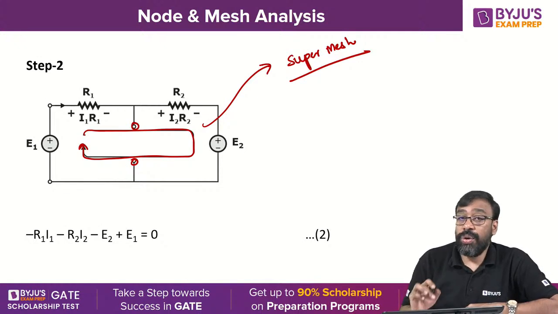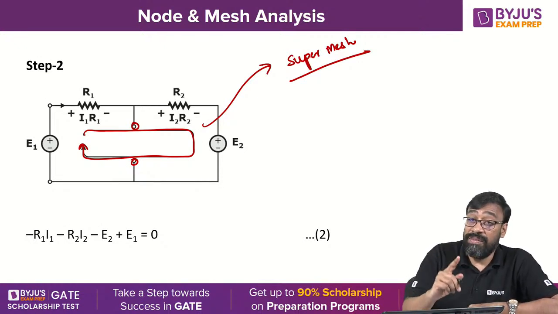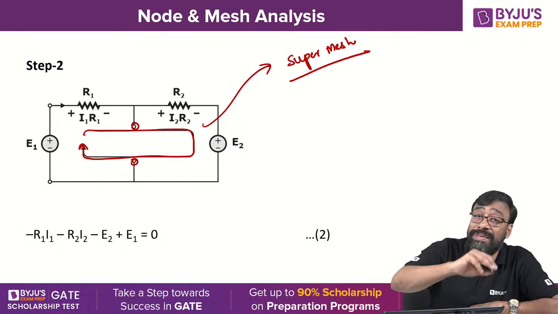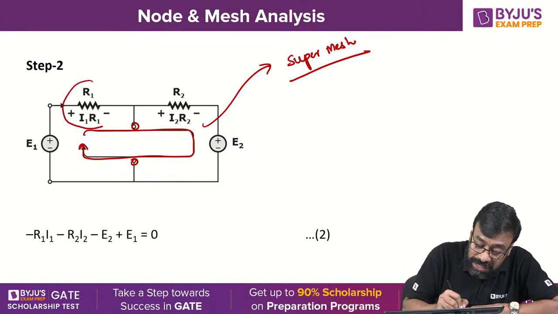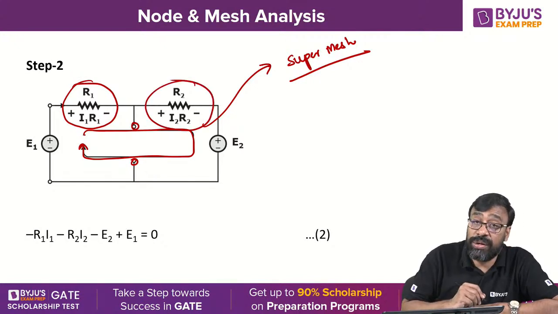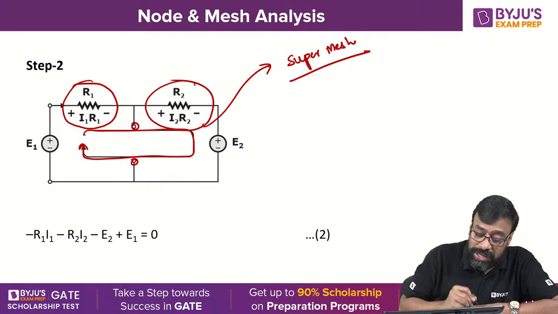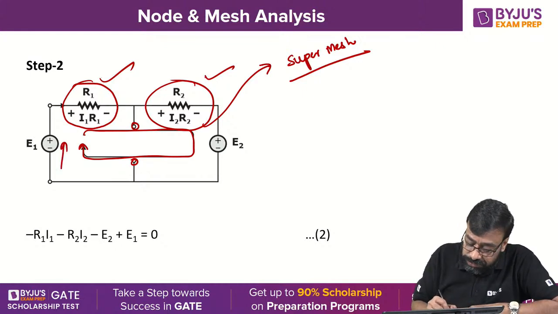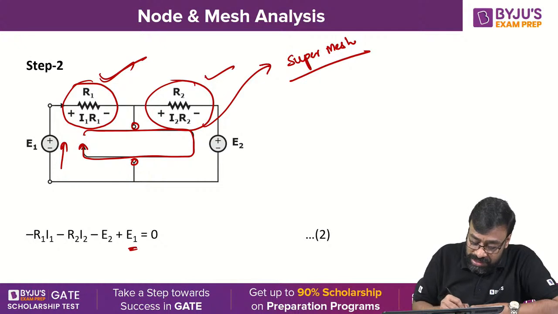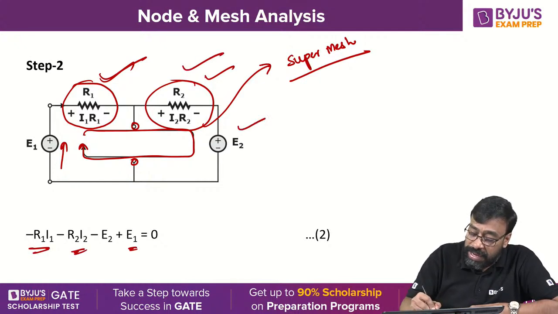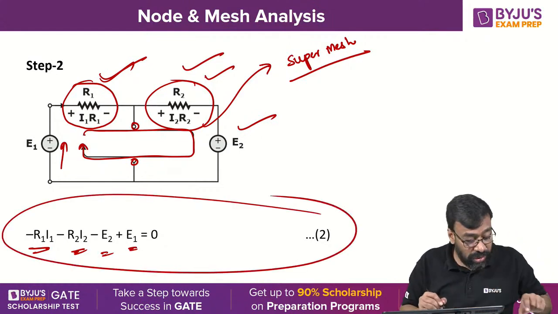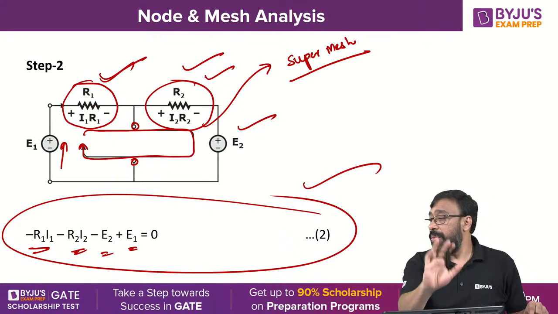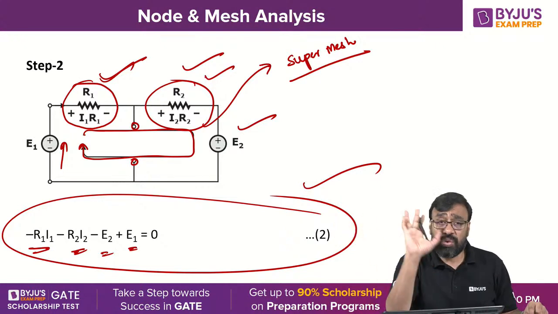Well, now you apply the KVL in the super mesh. When you apply the KVL in the super mesh, you maintain the previous branch voltages, because the current flowing in this branch was I1 and in this branch was I2 earlier. Now you maintain the same branch currents and the voltages are I1 R1 and I2 R2. Now you apply the KVL: plus E1, minus R1 into I1, minus R2 into I2, minus E2 is equal to 0. This is the second equation. Already you got the first equation and now the second equation. You solve them and get the I1 and I2 values. This is what super mesh analysis is.